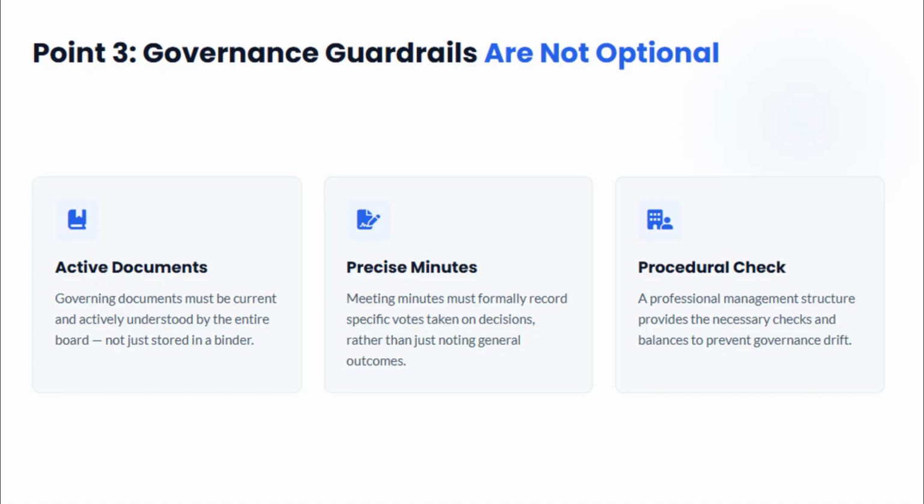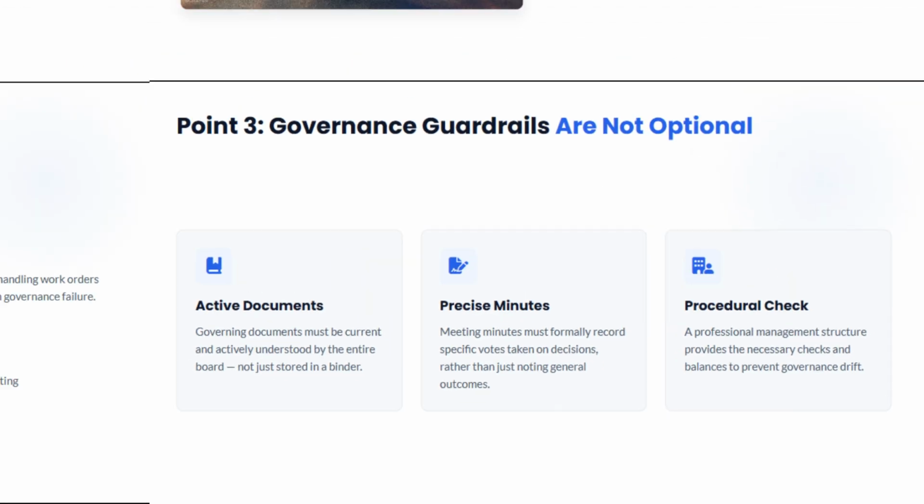A professional management company isn't just handling maintenance requests and collecting assessments. It's maintaining the governance record, flagging decisions that require a vote, and providing the board with the procedural backbone that protects them from themselves. Without that, even well-intentioned boards drift. The president takes on more, the others defer. And then one disputed decision reveals just how exposed everyone was.